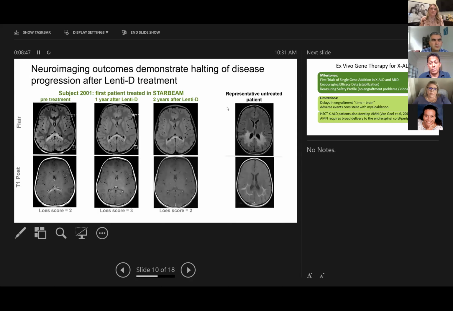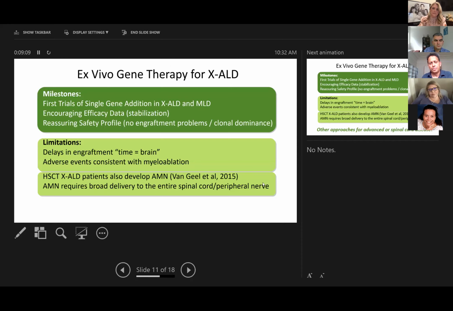This is again very different from what you see in an untreated patient, in whom the lesion usually progresses into the subcortical regions here and spreads. Contrast enhancement usually goes away after treatment, here seen at 1 year and 2 years. Again, very different from the untreated condition, where usually a garland of contrast enhancement is seen.